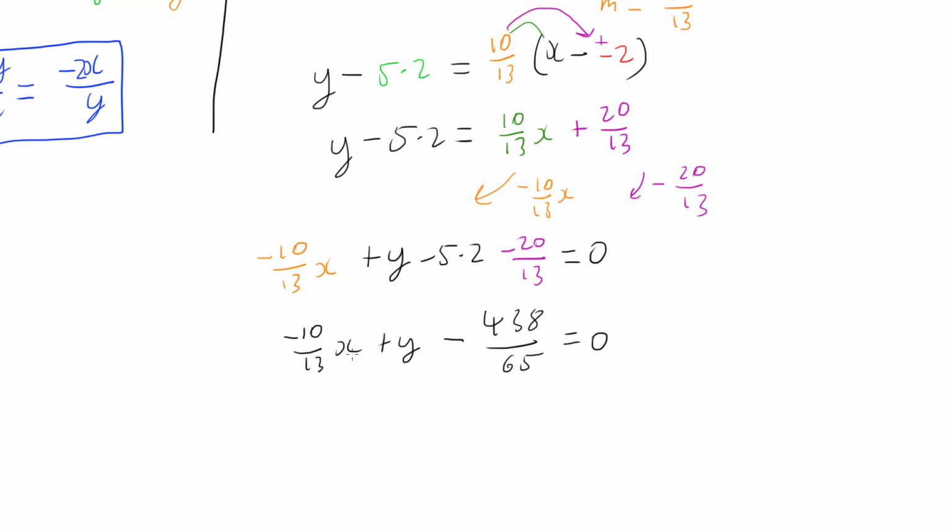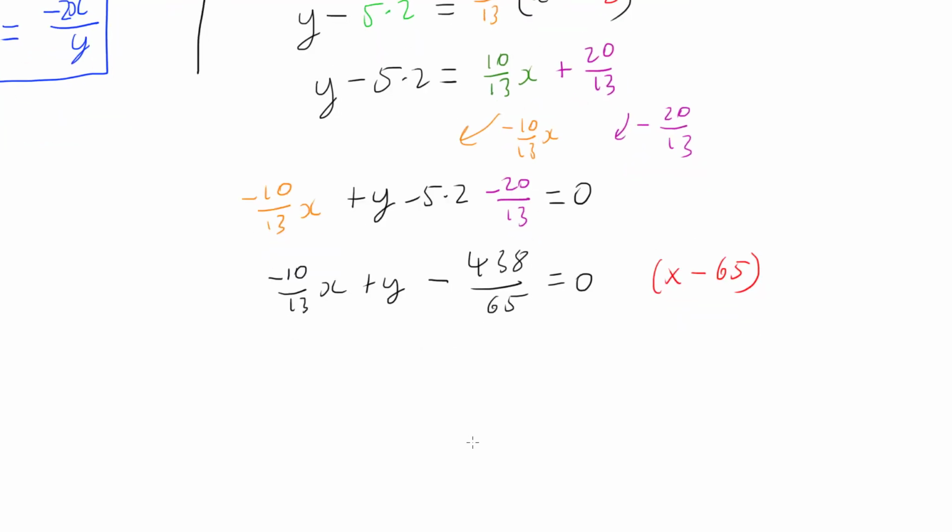And now to get rid of both of our negatives and these fractions, I'm going to multiply everything by negative 65. And so that leaves us with the equation of, well, the negative 10 will be multiplied by negative 65 on 13, which gives us 50x. The y will be multiplied by negative 65, so we have minus 65y. And this negative will cancel out with this negative, the 65s will cancel out, so we're just left with plus 438 equals 0. So that is the equation of our tangent.